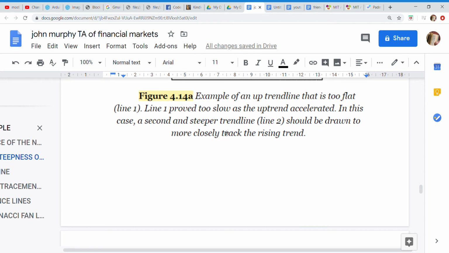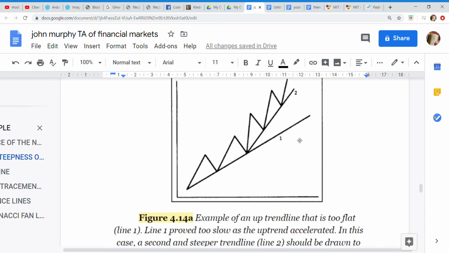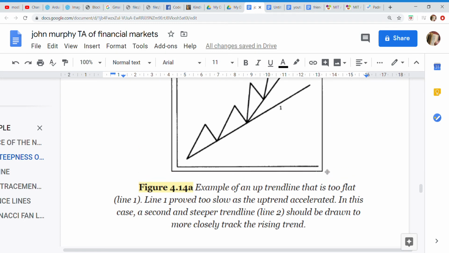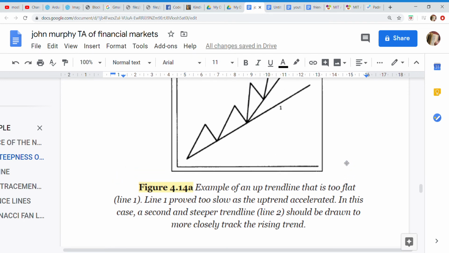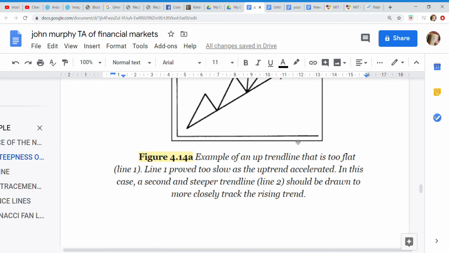In this case, a second and steeper trend line, line 2, should be drawn to more closely track the rising trend. So this is line 2. This should be drawn to more closely track the rising trend.